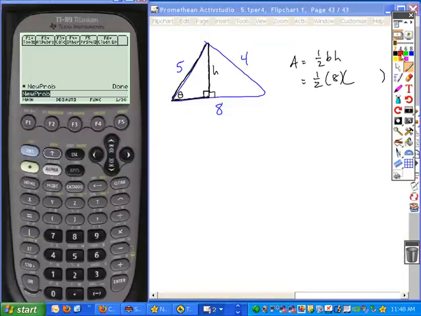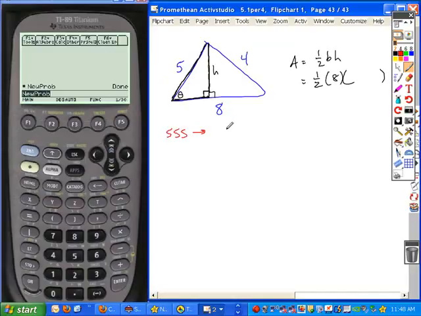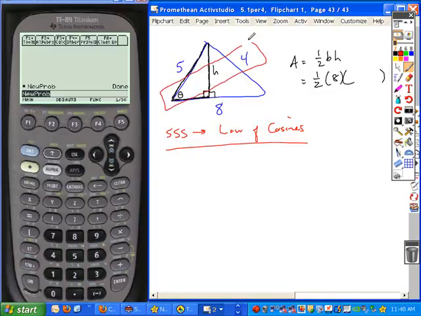And so what equation can you use to find the angle theta? Law of cosines. You have SSS. So that means you should try law of cosines. And the law of cosines states if you take the piece opposite your unknown, you get 4 squared is equal to the sum of the squares of the other 2 sides minus twice the product of those sides, all times the cosine of what you're looking to solve for.